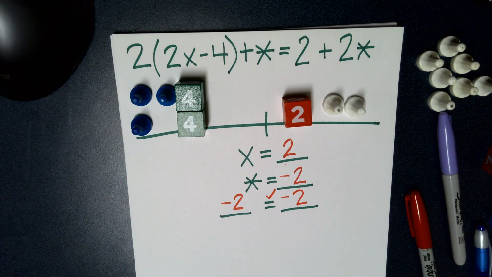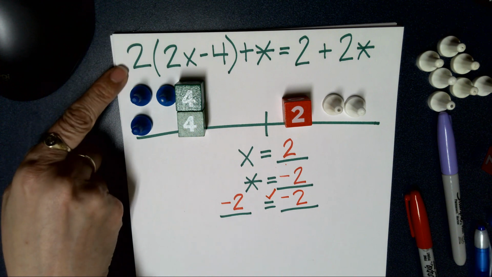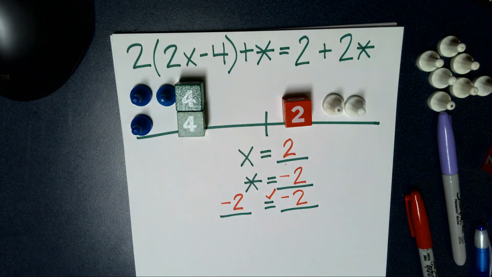So remember, whenever we see parentheses, the number outside is going to tell us how many sets we have of the expression inside the parentheses.